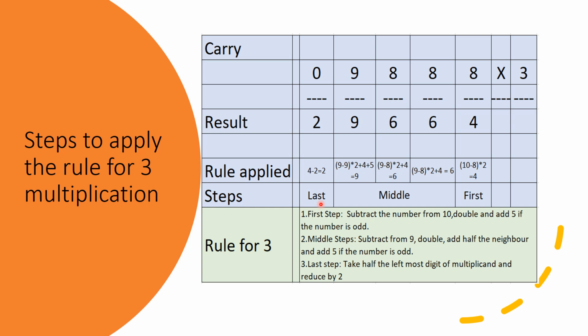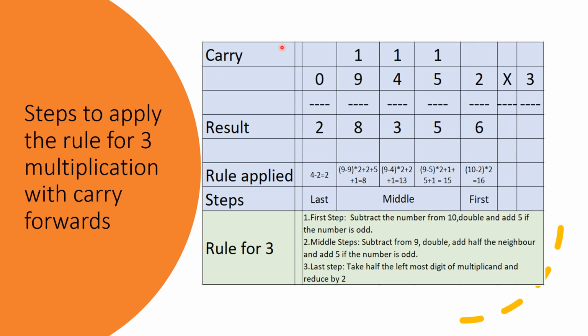And for the last digit, we will have to consider half of the leftmost digit, that is 9. Half of the 9 is 4, and 4 minus 2. 2 is a rule which we will have to reduce it by. This is a rule of 3. So you will have to subtract 2 from 4, which is 2. The answer is 29664.